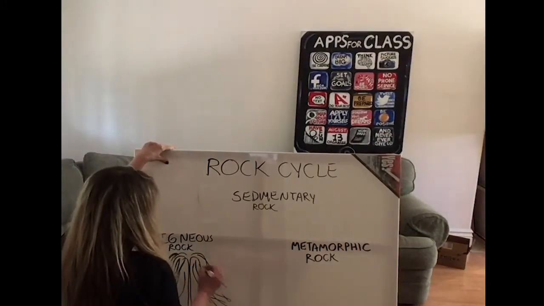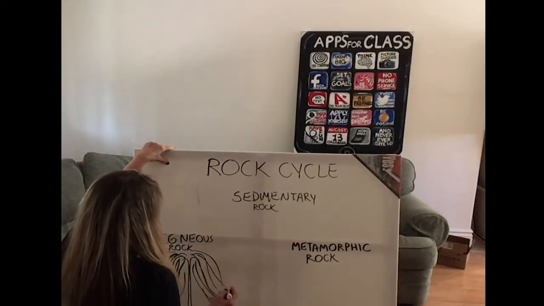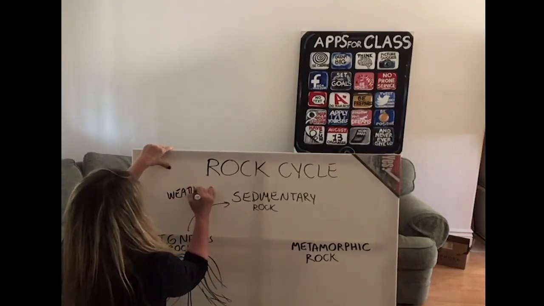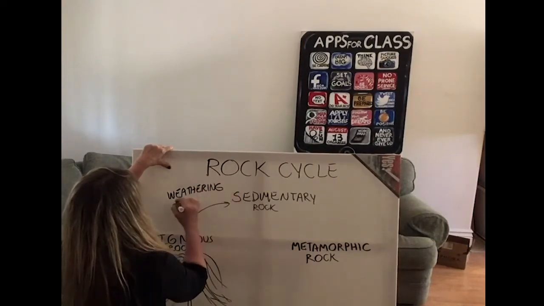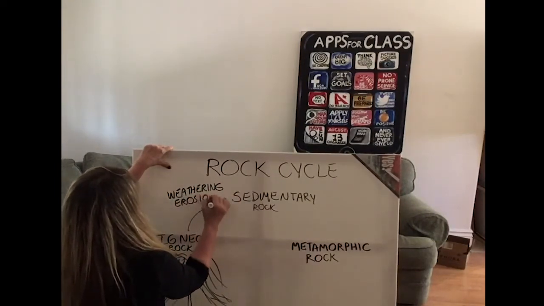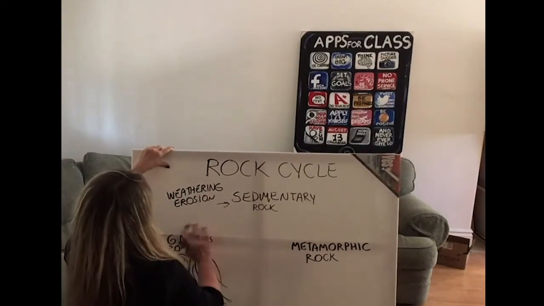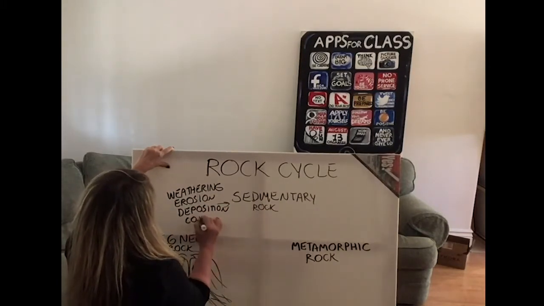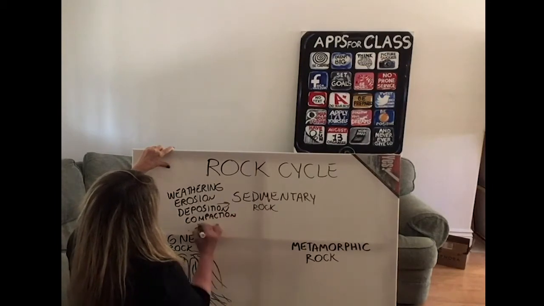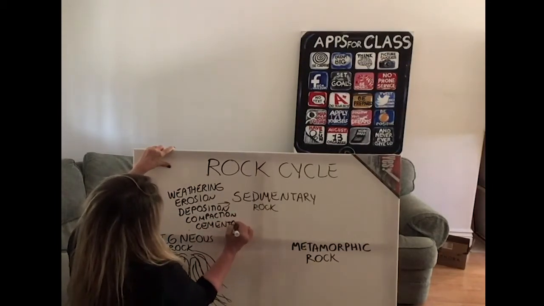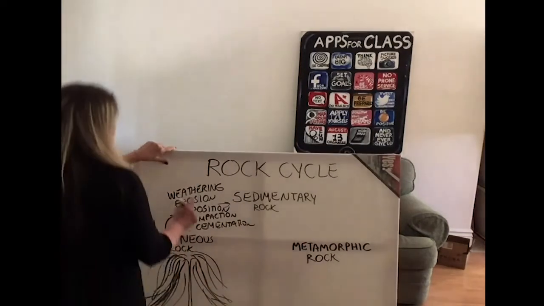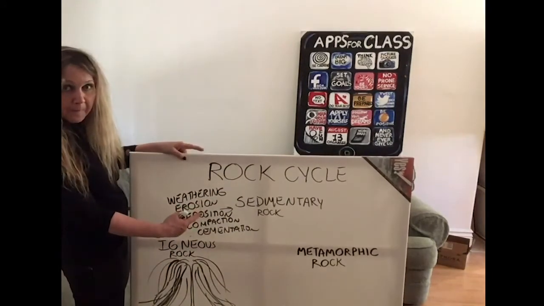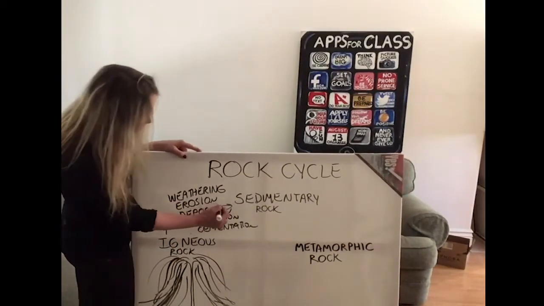So this rock then, from the volcano, would form sedimentary rock if there's weathering, erosion, deposition. Remember the stages in forming sedimentary rock: compaction and cementation. So if those processes happen to the basalt on the outside of this volcano, then it forms sedimentary rock.